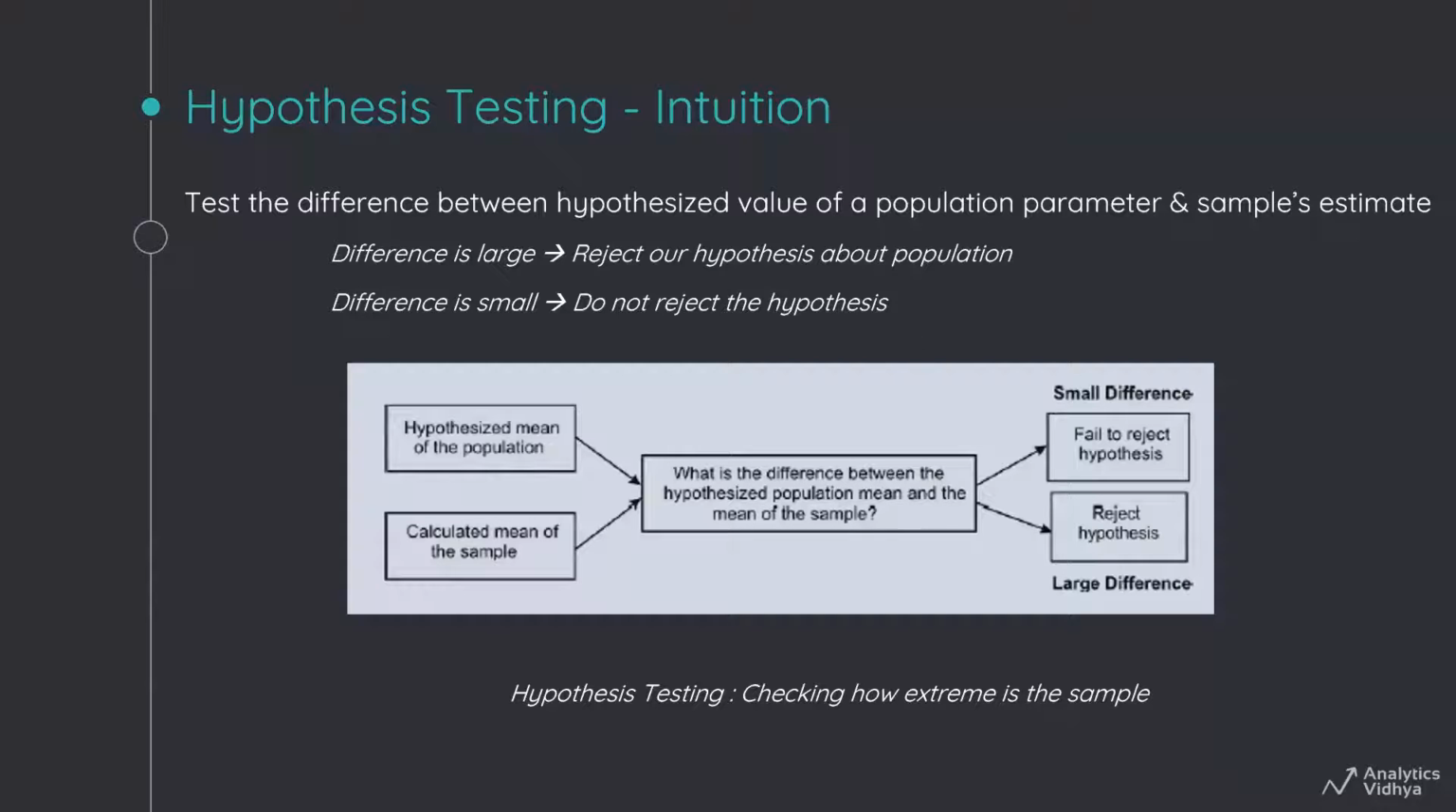Yeah, so hypothesis testing, I hope the intuition is clear. You check how extreme the value from your sample is from the hypothesized value, and if the difference is large, you reject your hypothesis. If the difference is within the acceptable range, you accept it.